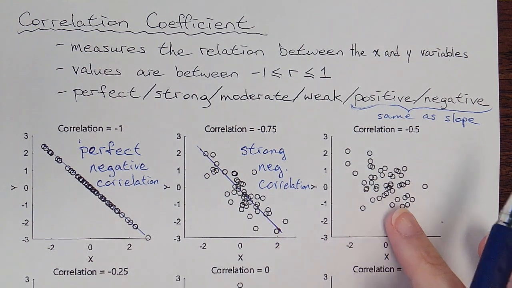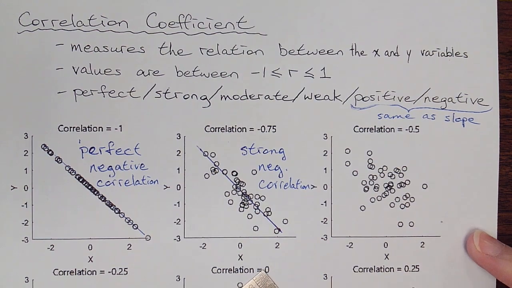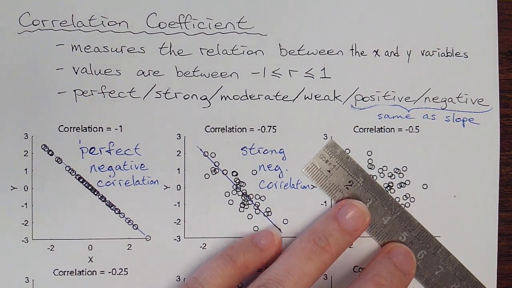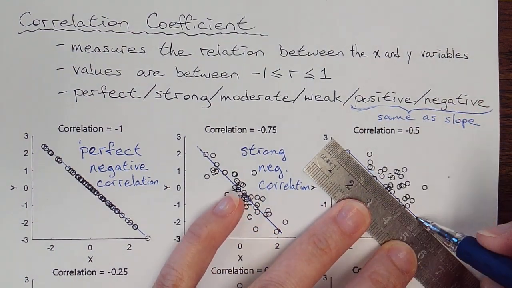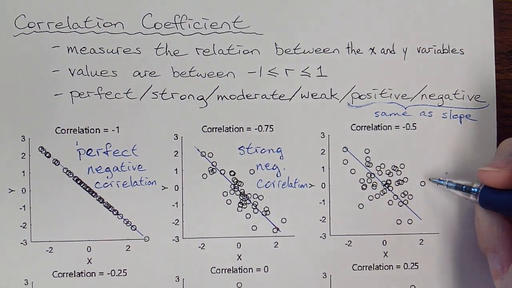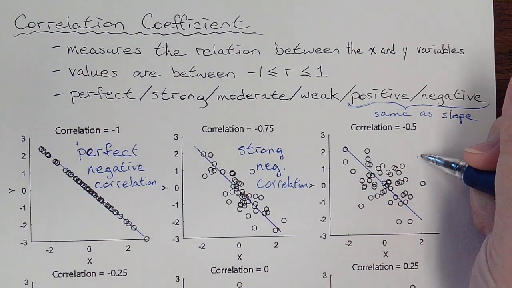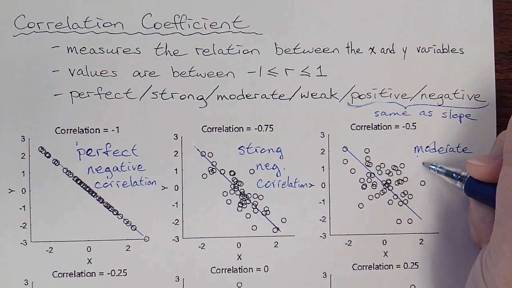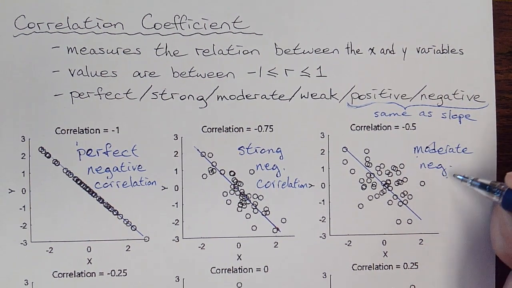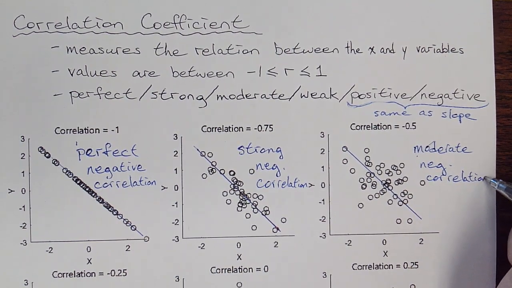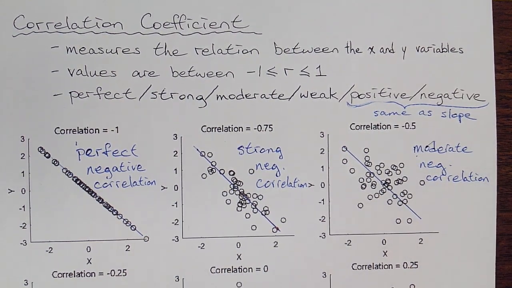Okay, this one then. Moderate. You could argue that this is pretty weak as well, but I still kind of see a pattern, so I would say this is a moderate negative correlation, because some of the points are pretty far away from your line.